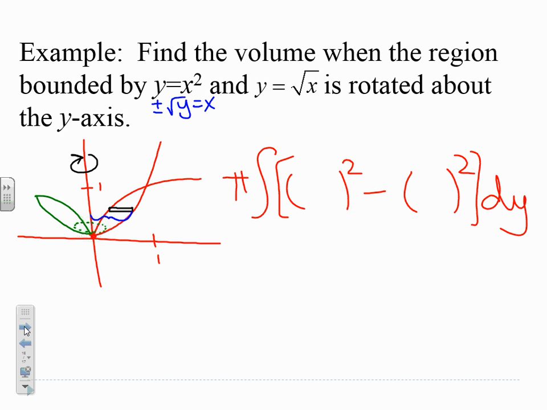And this piece would be the positive. Okay. This equation right here, our inner radius is from the axis of rotation to y squared, so y squared minus 0 is just y squared. Why did I say y squared minus 0? Because from the axis to itself is 0. Okay, good. Because the axis is our point of reference, right? That's our axis of rotation.